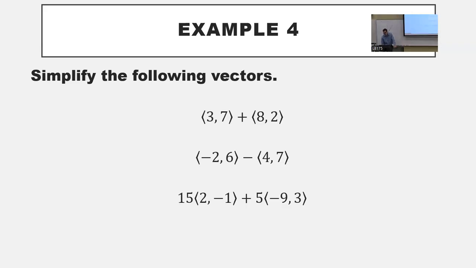These things are pretty straightforward to do in terms of the calculations. So why don't you try example 4 on your own? Calculate these: add 2 vectors, subtract 2 vectors, and then do scalar multiplication with addition of 2 vectors.